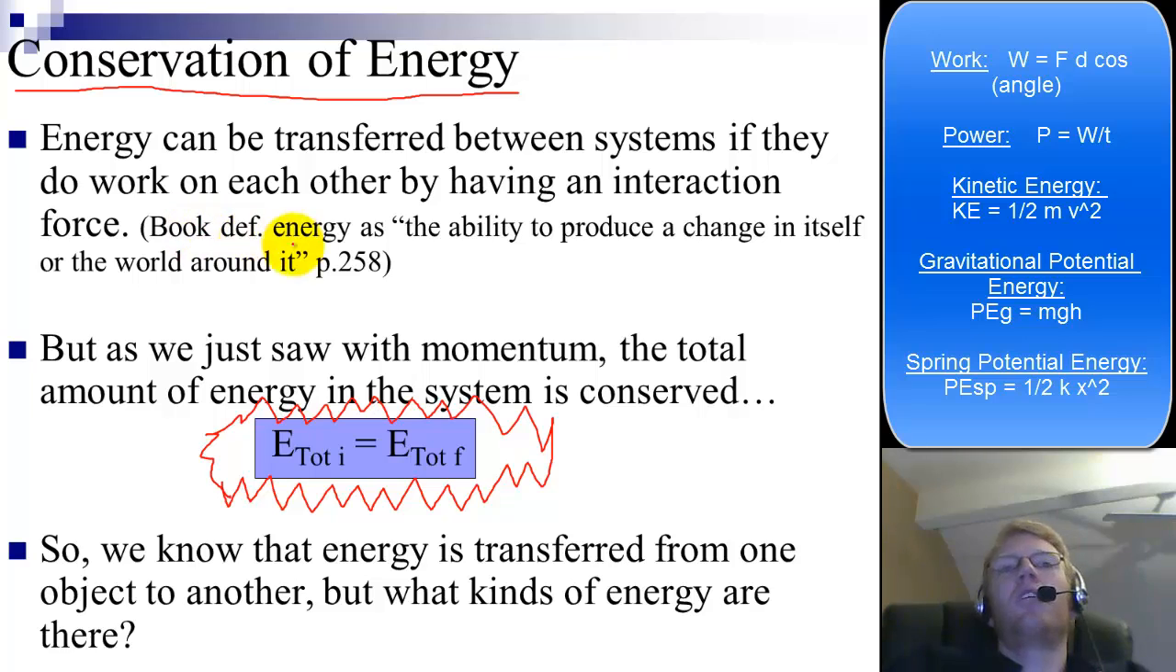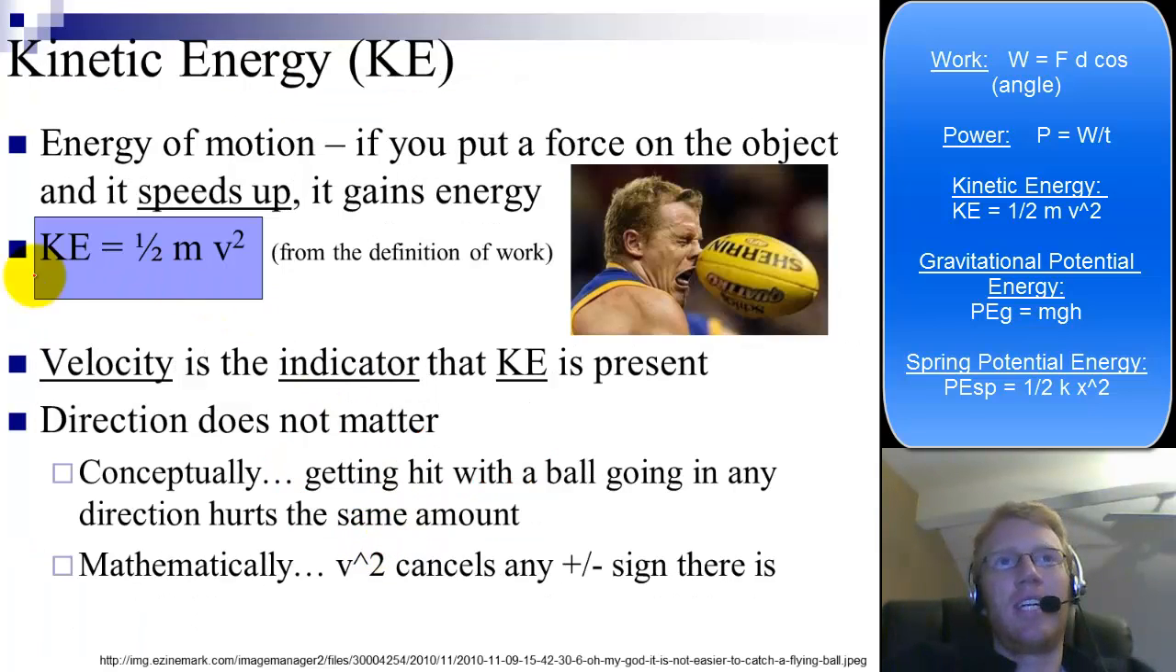Alright, so the book defines energy as the ability to produce change in itself or the world around it. It's cool to think of it that way. It's hard to actually describe what energy is, but when we go through each of the types that we're learning about, we'll try to see how it relates back to this definition of the ability to produce change in itself or the world. Okay, so what kinds of energy are there? Kinetic energy is the first one.